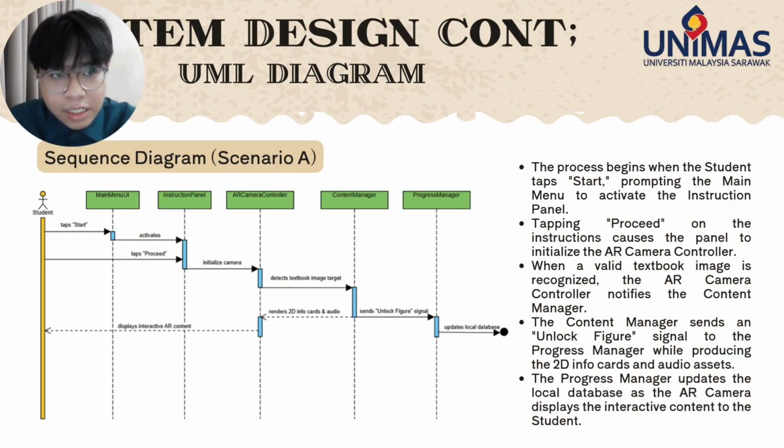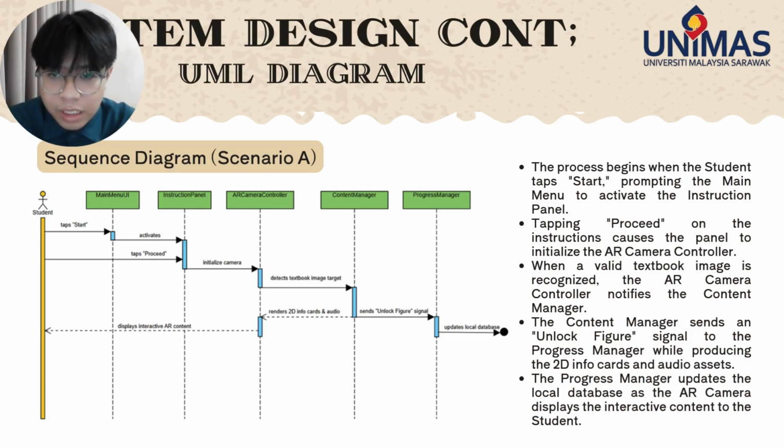So the third diagram is the sequence diagram. The sequence diagram, actually I have two, which showcase scenario A and scenario B. Scenario A is about the AR camera and scenario B is about the progress gallery. So I will explain scenario A first.